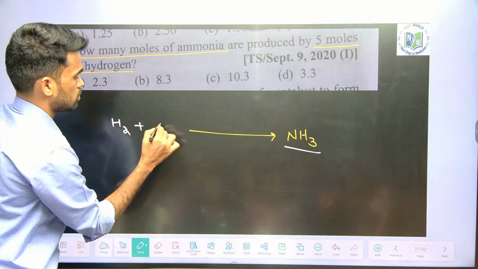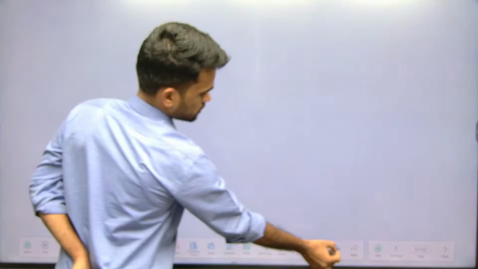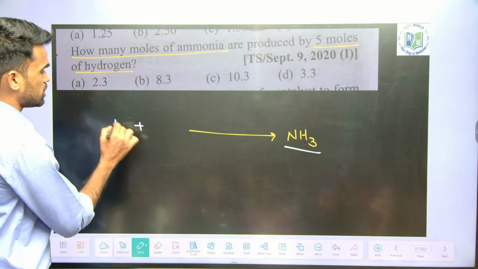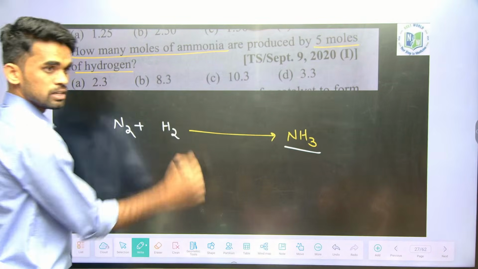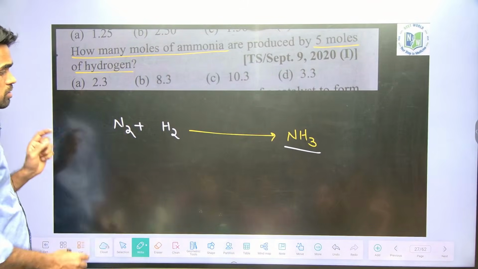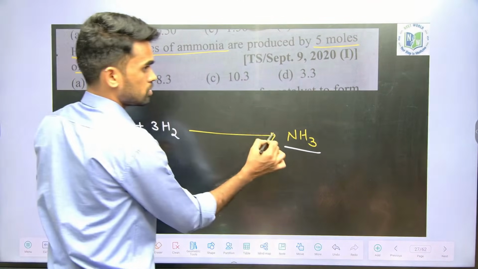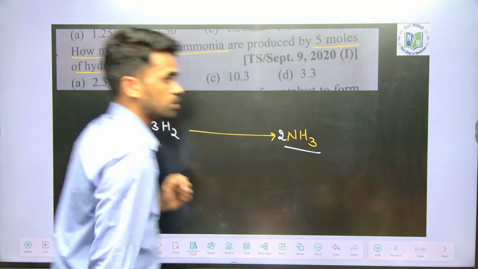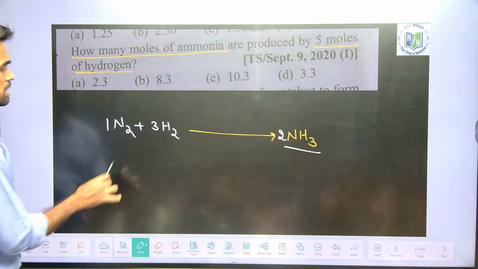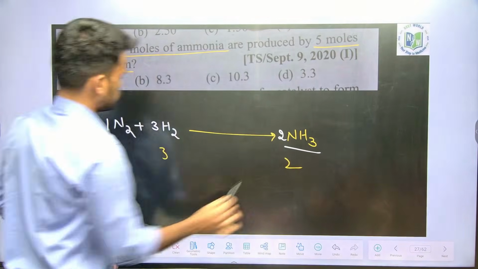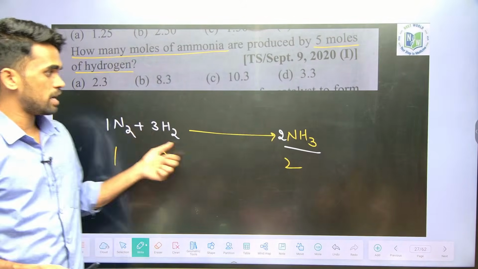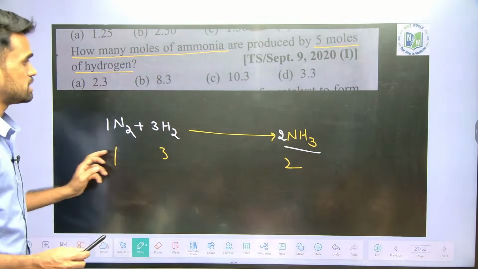N2 plus H2. So what is the name of the reaction? Haber's process. Okay, N2 plus H2 gives rise to NH3, but balance the reaction. So is it balanced? 1, 3, 2. So how to balance? See, 2 nitrogen atoms are there, 6 hydrogen atoms. Perfect. So this is the mole ratio we got.